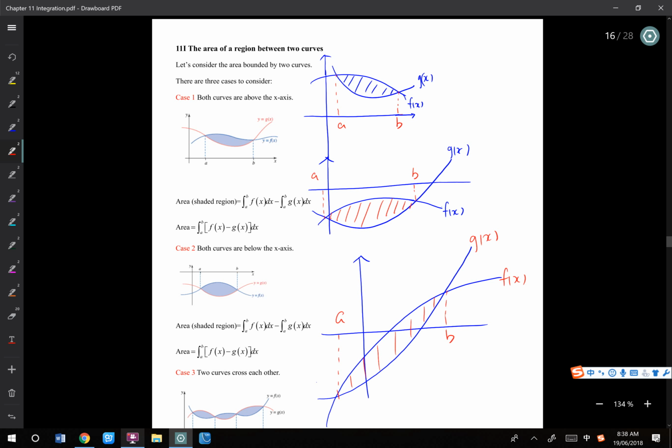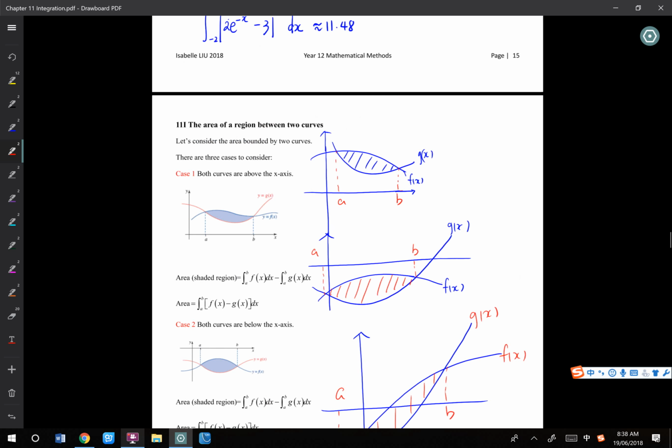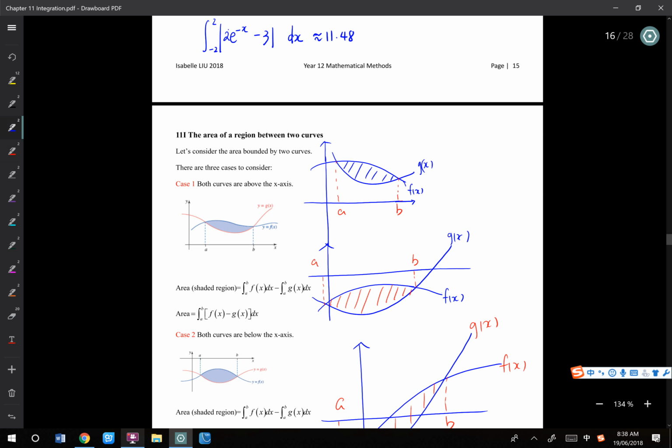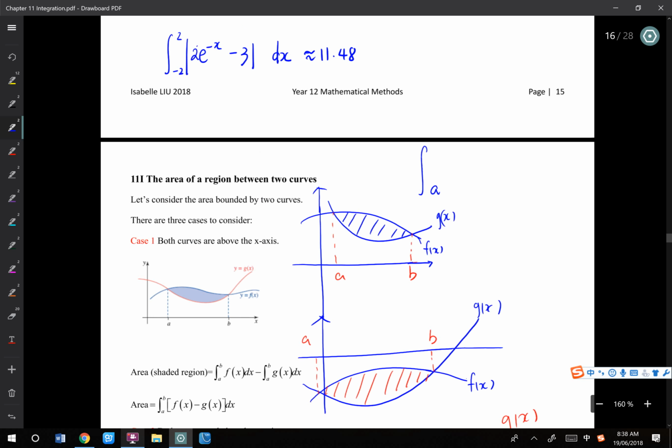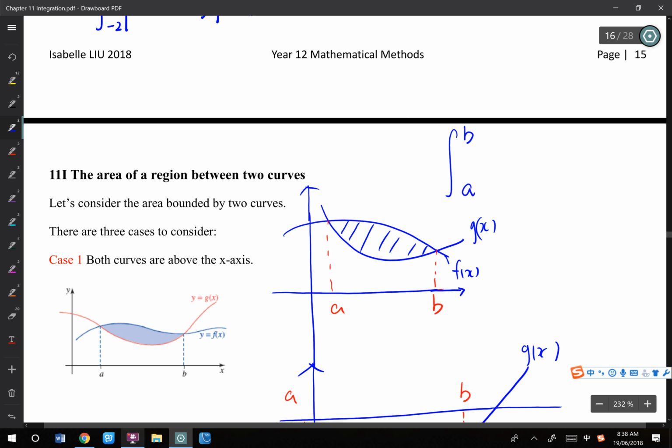Okay, you can see from my 3 graphs, in the first one all the enclosed area is above the x-axis. In the second one, all the area is below the x-axis. And in the third one, part of the bounded area is above the x-axis and part of it is below the x-axis. But it doesn't matter. They all calculate the same way. So all of those 3 areas can be found by the integral from A to B of f(x) minus g(x) dx. Okay, they all calculate the same way.